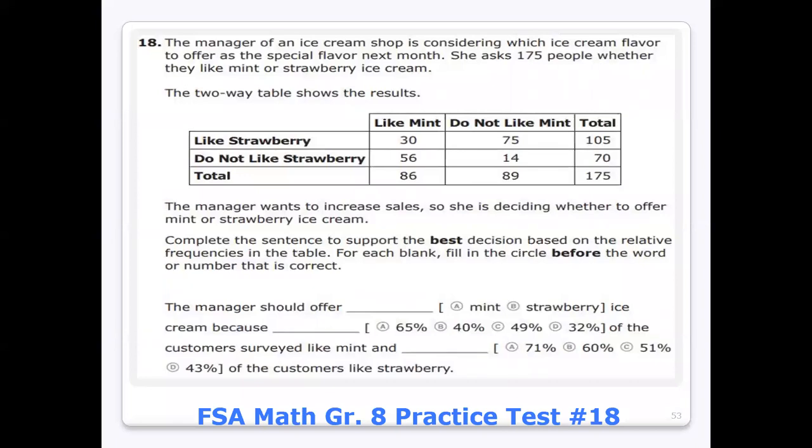Okay, then this is the other way it could appear in print, where instead of a box with the answer choices listed vertically, you have brackets with the answer choices just following it. So you have blank, open bracket, A mint, B strawberry, close bracket, and then ice cream because blank, open bracket, A 65%, et cetera. This is the other way it can look in print, but as we said, we do it the same way in Braille. So the top paragraph with the blanks is done in 7-5, starts in 7, and runovers in cell 5. The blanks with the answer choices are done in 3-5.